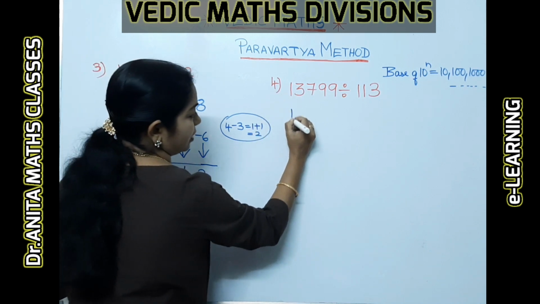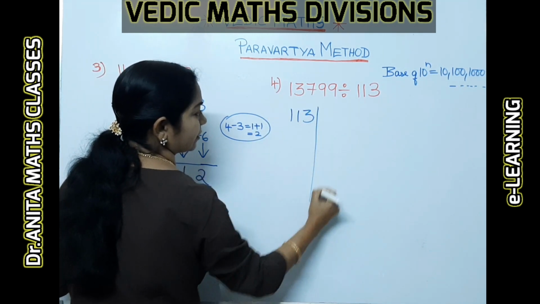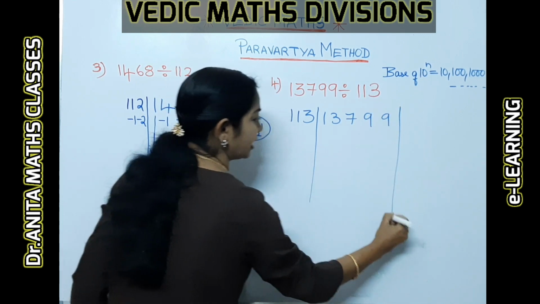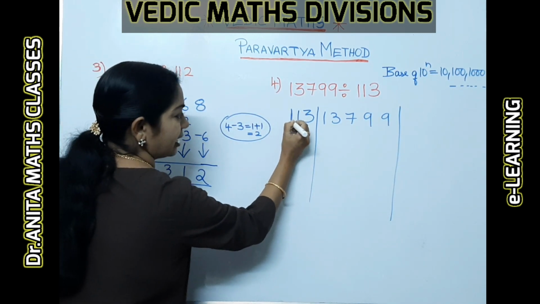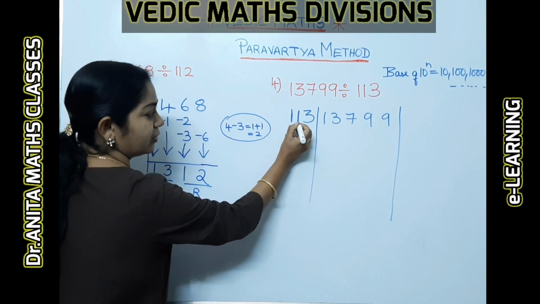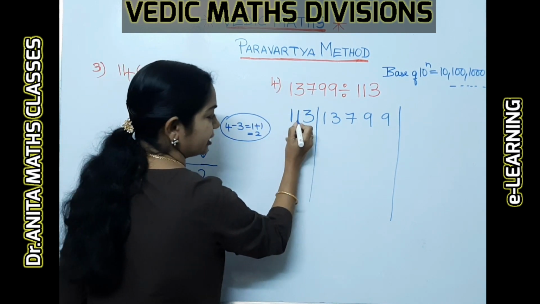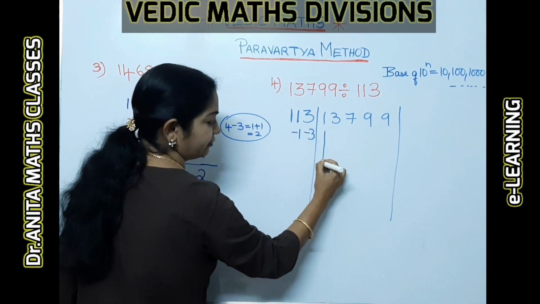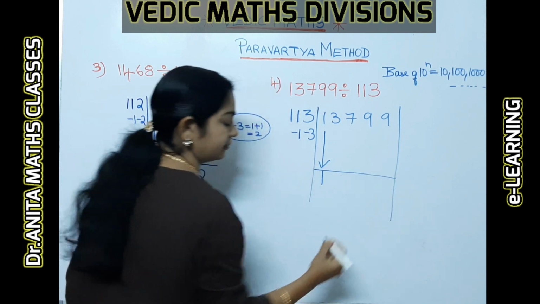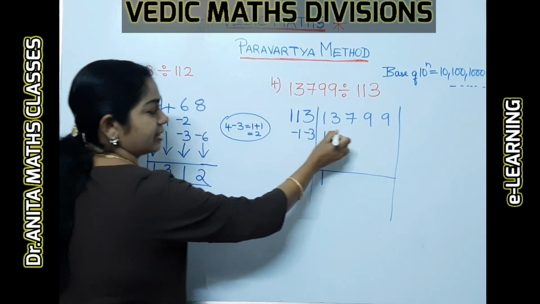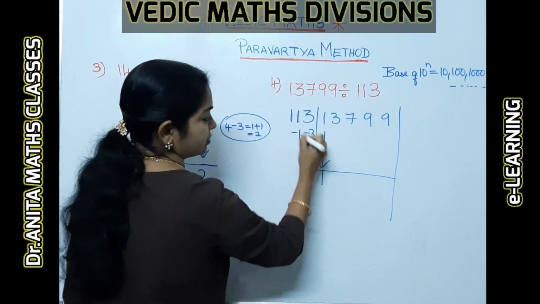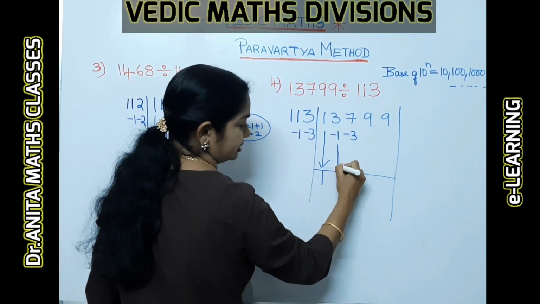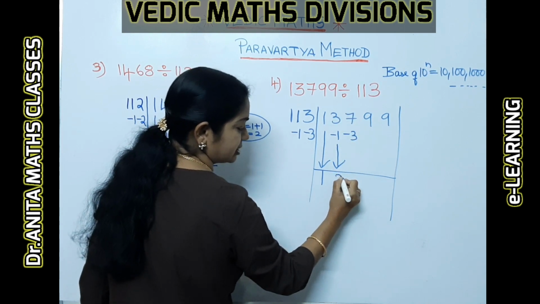Now let's see the next one, 113. The dividend is 1, 3, 7, 9 and 9. Let's write the transpose. The first digit, the hundreds digit, we leave, because this base is near 100. For the next digits we write the transpose, minus 1 and minus 3. Now we drop the first number as it is, multiply it with the transpose and write in the second row. 1 into minus 1 is minus 1. 1 into minus 3 is minus 3. Just subtract: 3 minus 1 is 2.